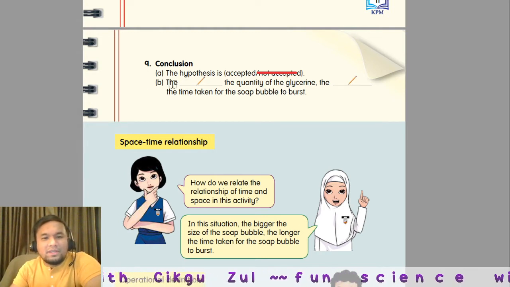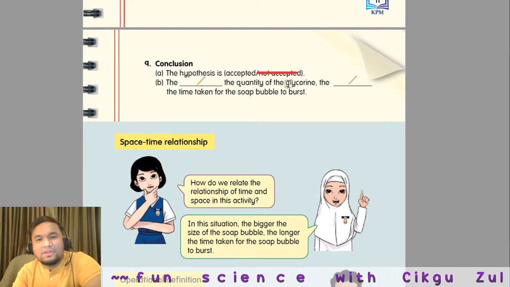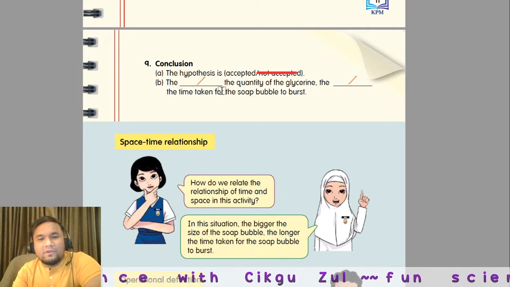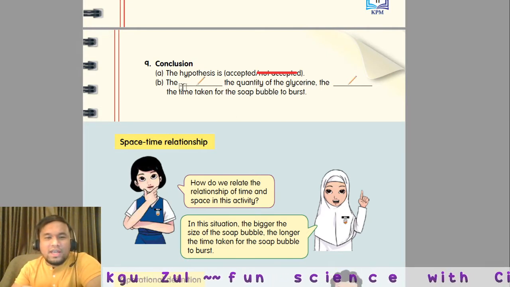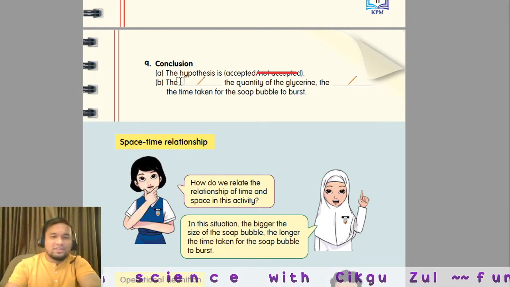And then B, the quantity of the glycerin, then the time taken for the soap bubble to burst. The more or the less? The more. Okay, harap-harap boleh isi kat sini.